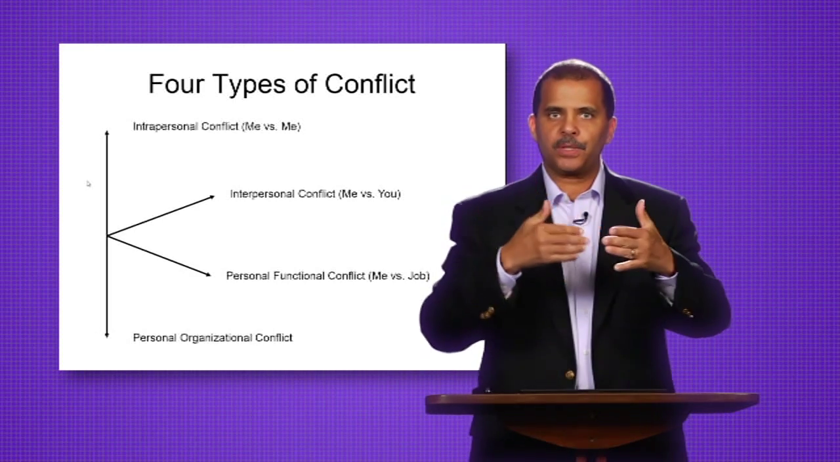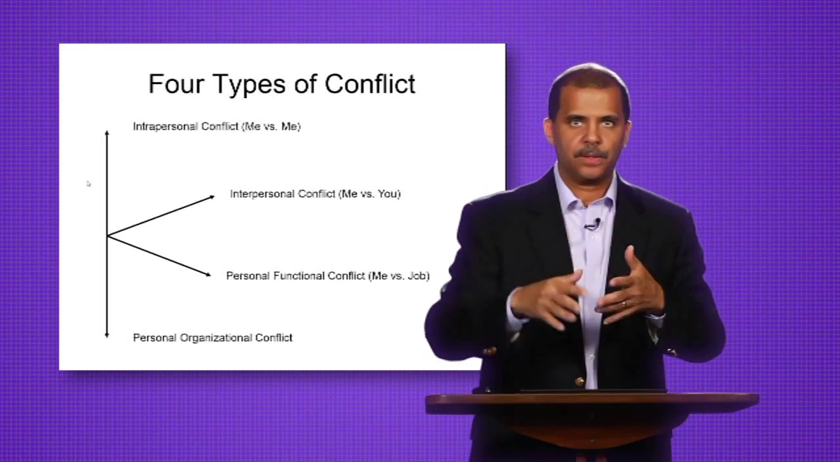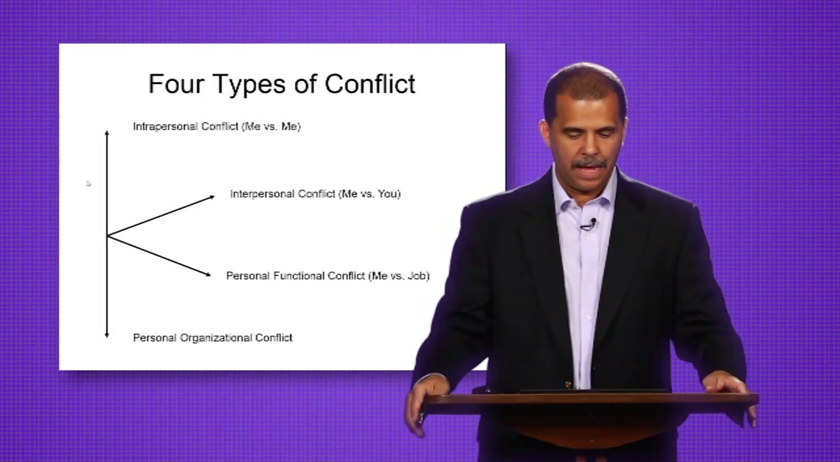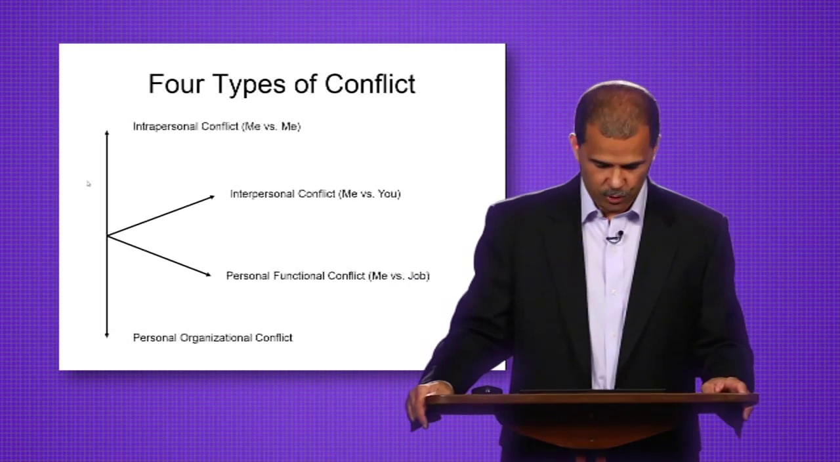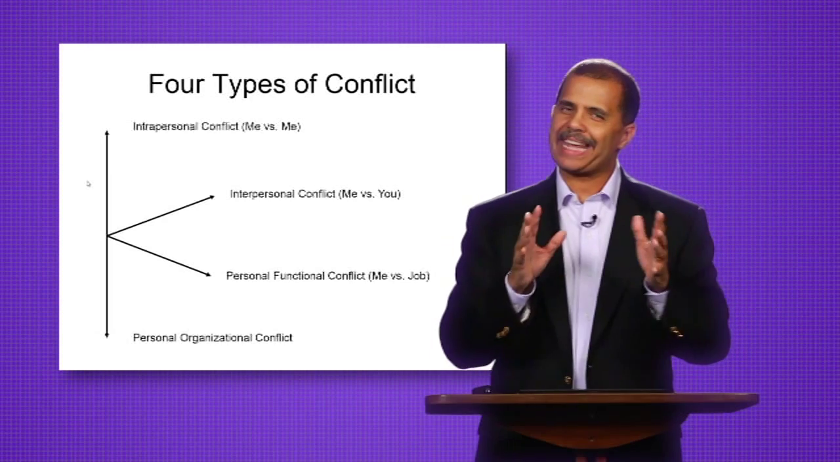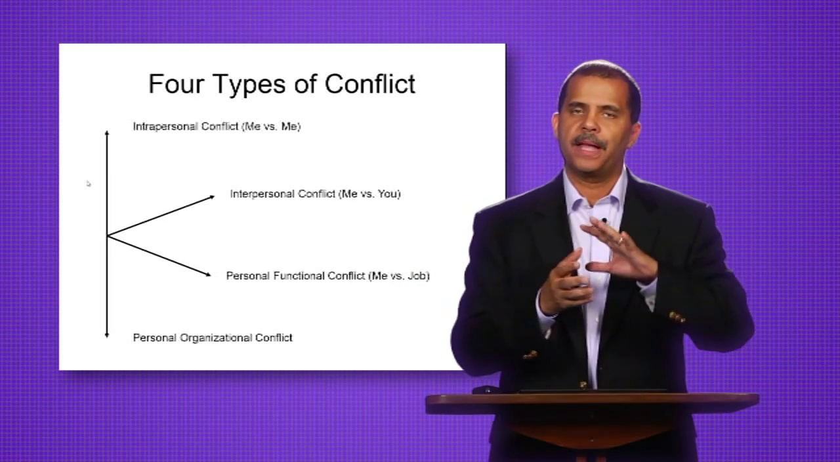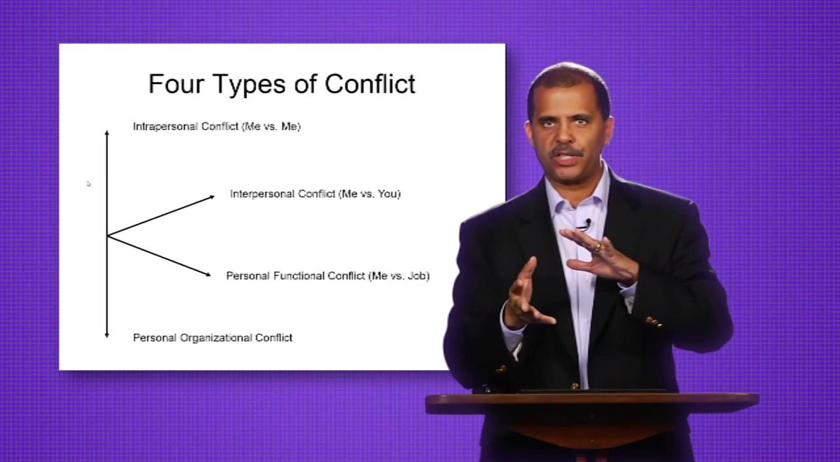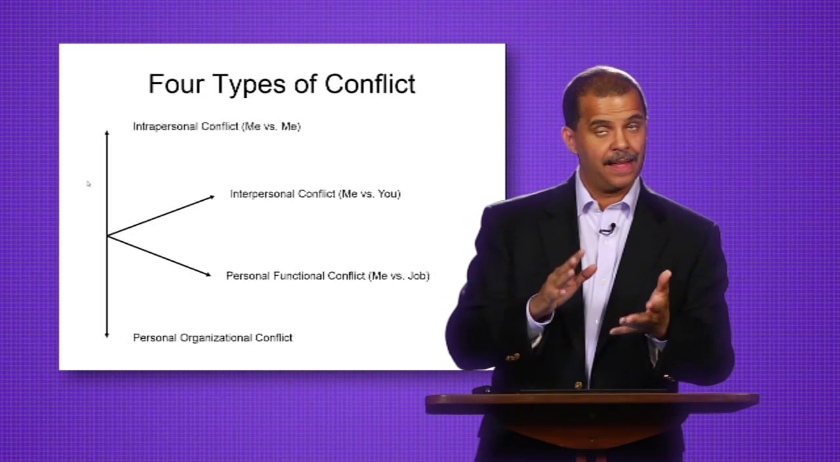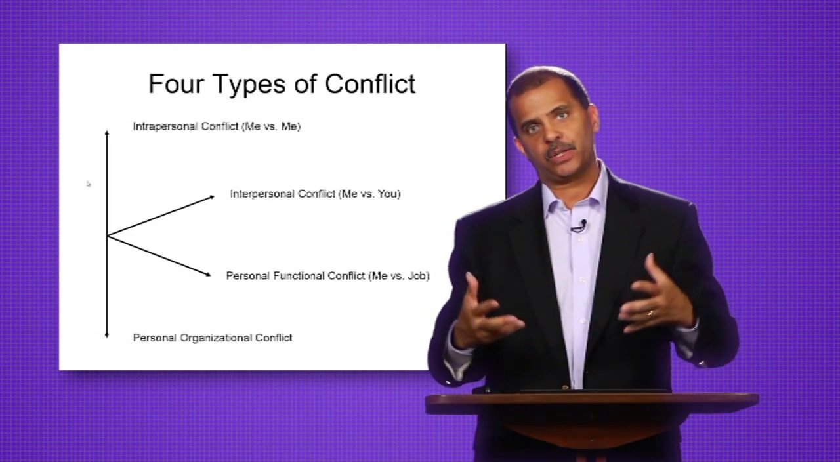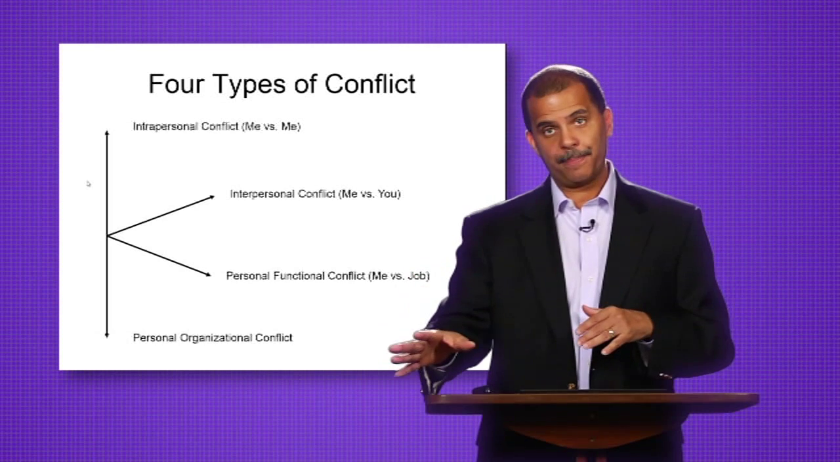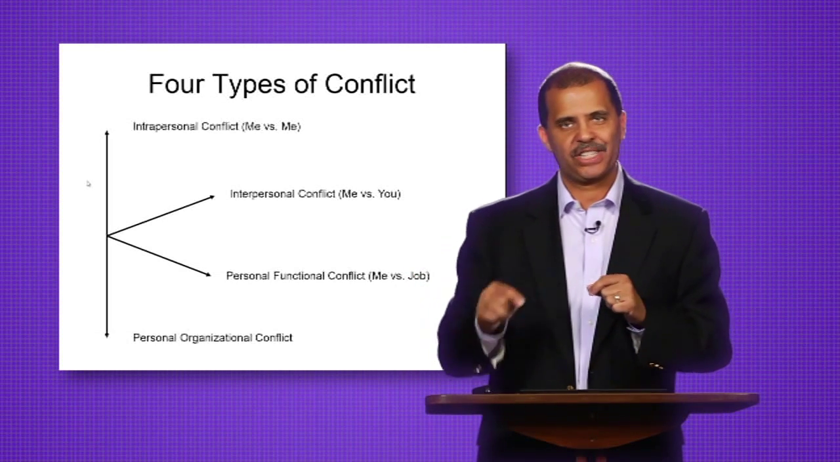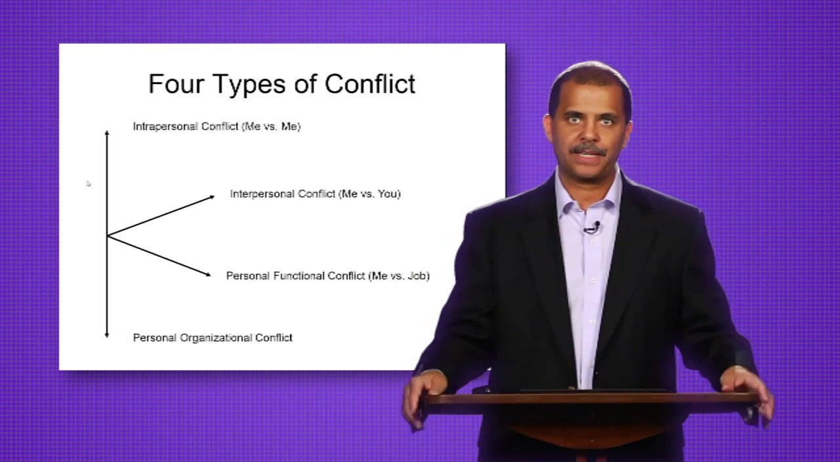Second type of conflict, and probably the most common in group work in schools, is interpersonal. So conflict between 2 or more people. So kind of me versus you. The next one is personal functional conflict. And that can happen in group projects as well. So you're assigned a group project that involves some tasks that you don't like. So that's creating the conflict. So it's not the people, but it's the task that you have to do. So that can create some conflict.